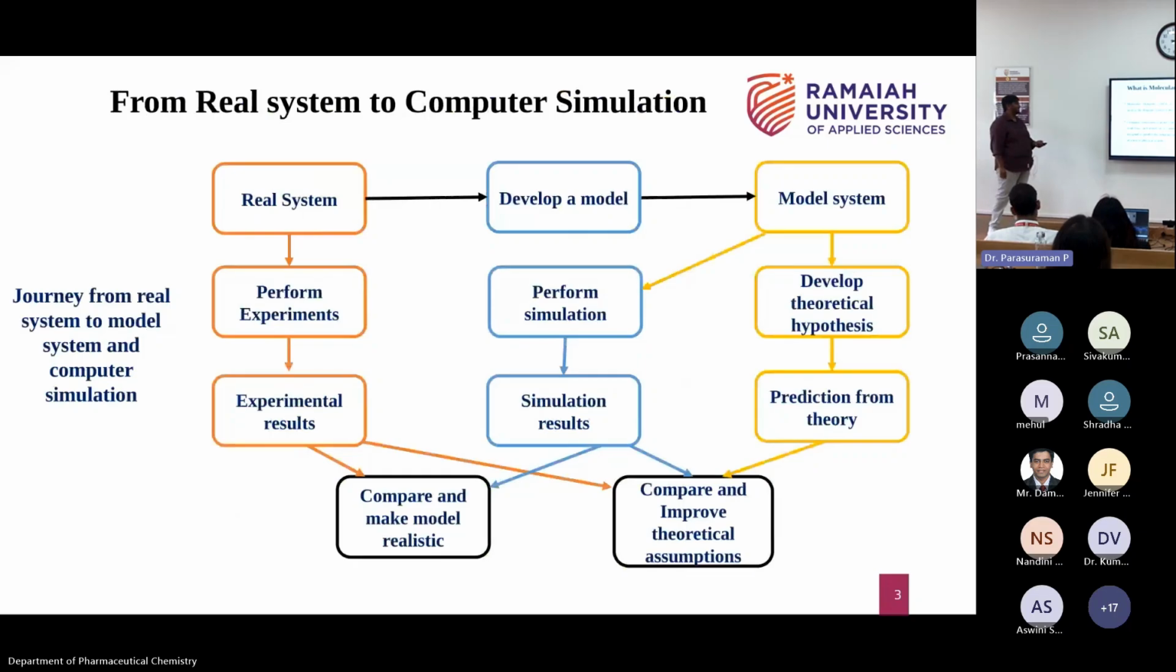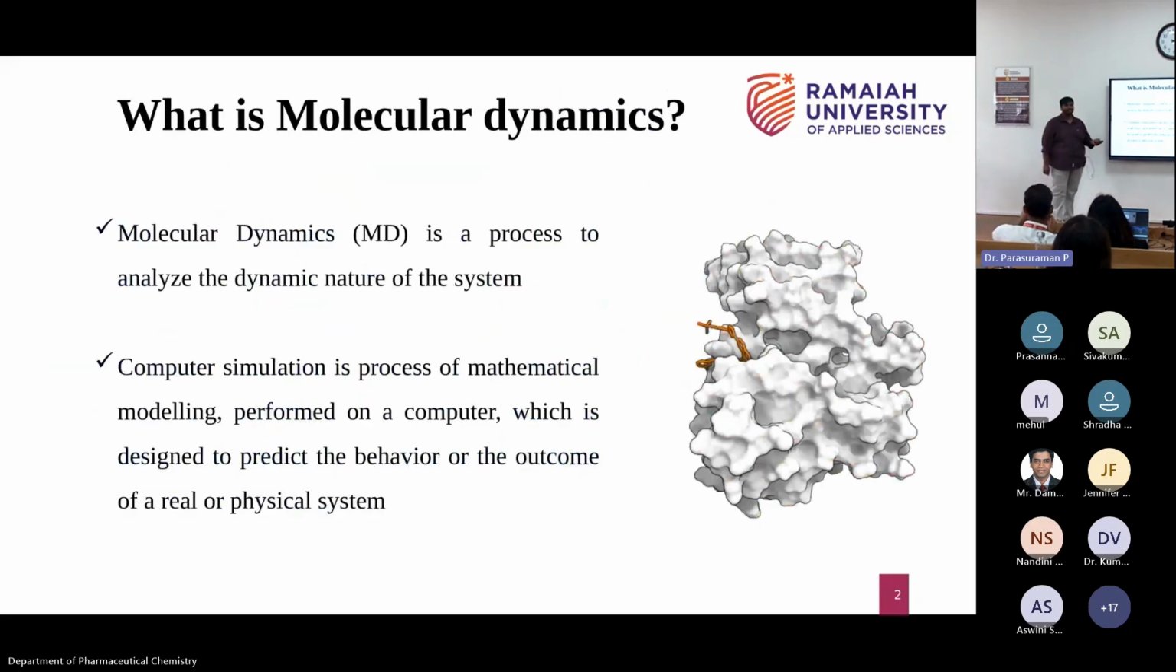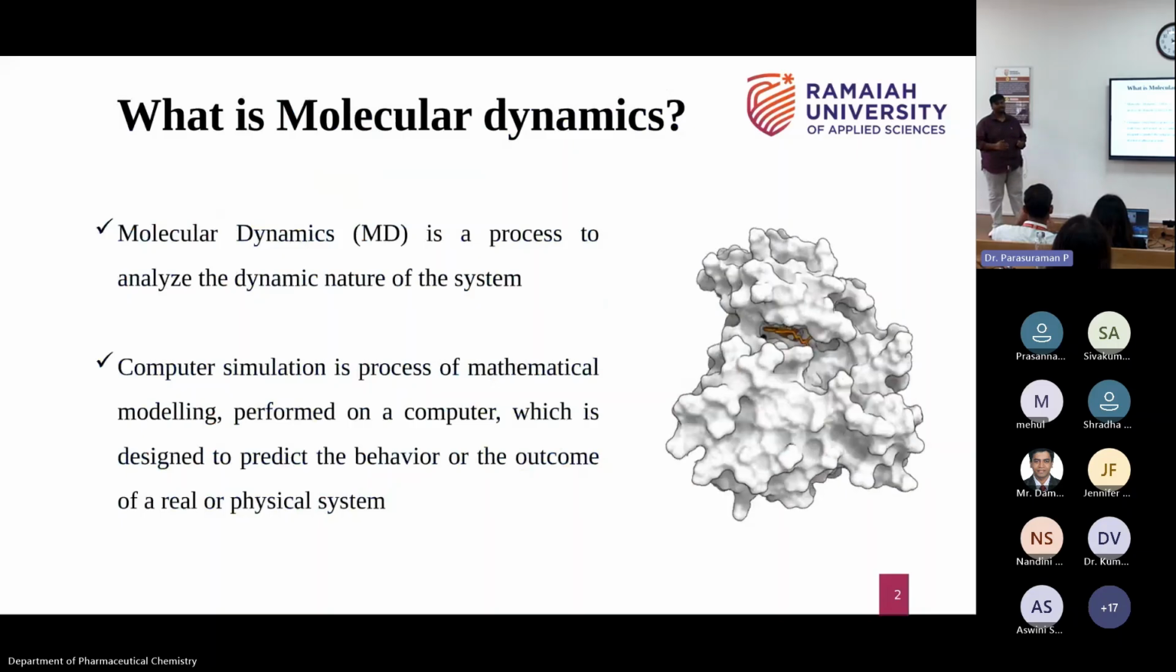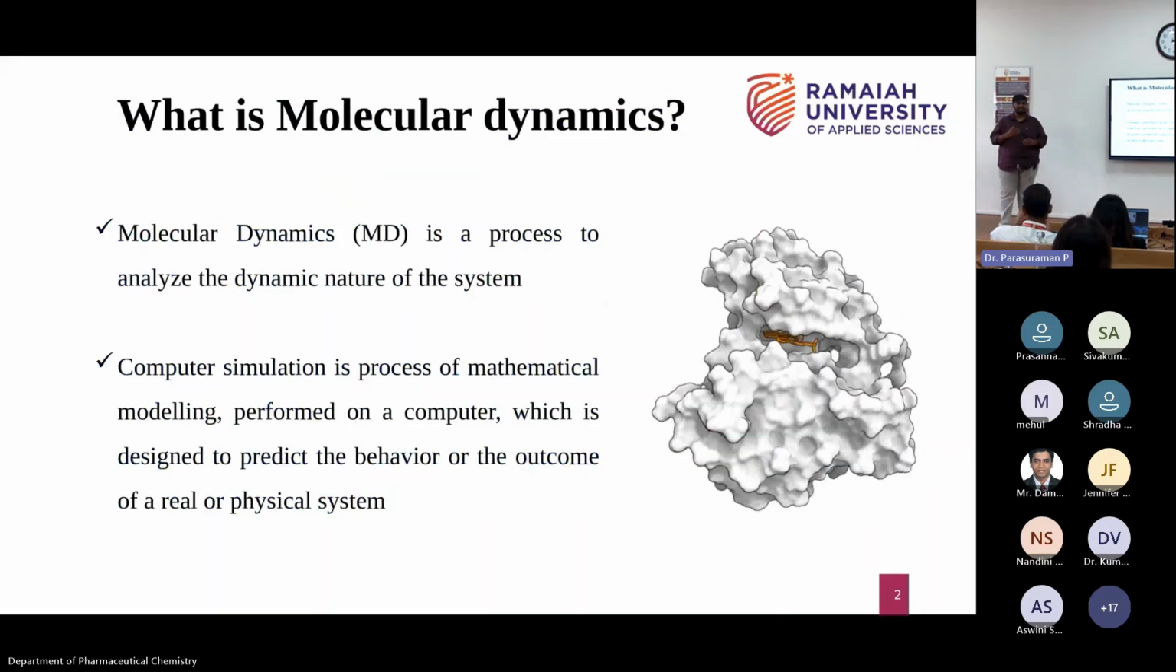Here in the picture you can see that in docking, the protein will be static, and the ligand will be changing its conformation and binding into the binding pocket through different conformations. In the dynamics, we'll see that both will be in constant motion.